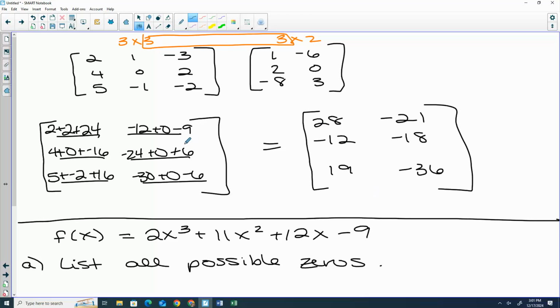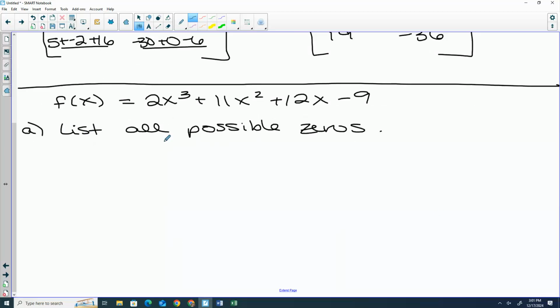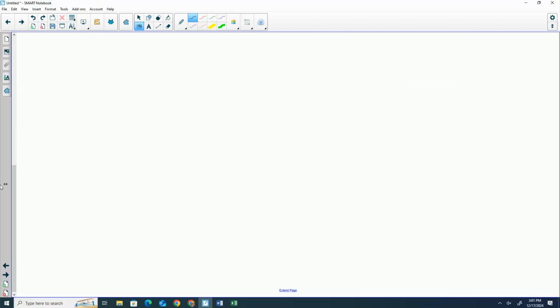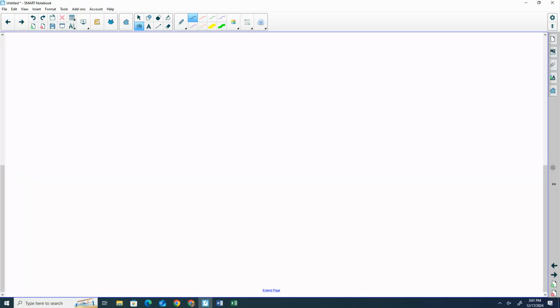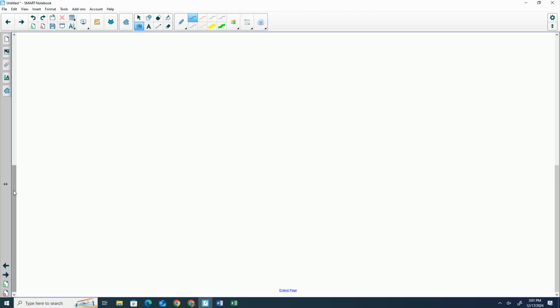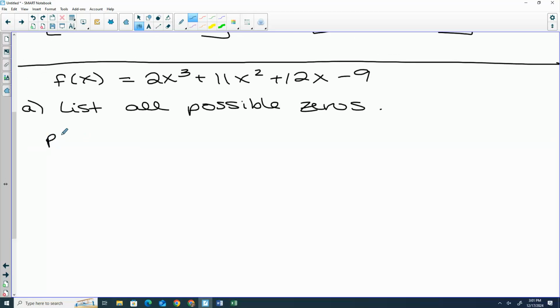Final problem of the day, unless you guys come up with something else. Let's do this problem. If I ask you to find all the possible zeros, what do we have to do? P's and Q's. Where do we look to get our P's and Q's? The P's come from the constant. So everything that goes into 9 would be plus and minus 1. And Q is leading coefficient, so that's plus and minus 1 and 2. So possible.